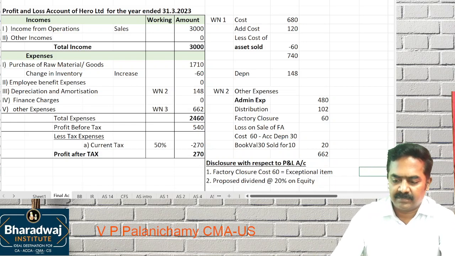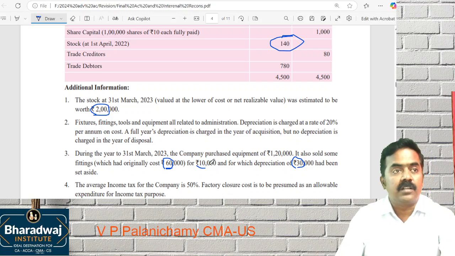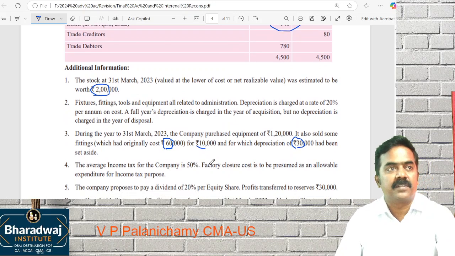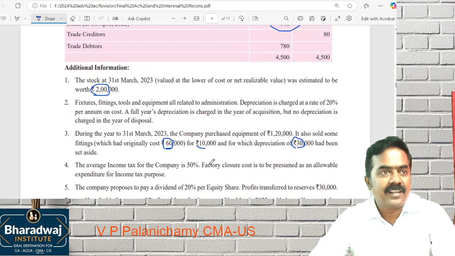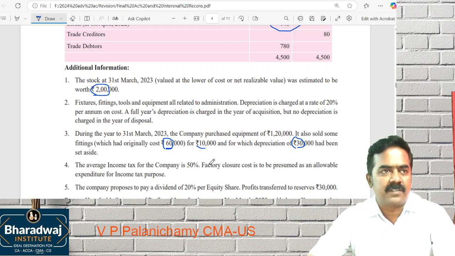Third point. No, it is not income. Sale of asset, is it income? No, sale of asset is a capital receipt. Sale of asset is a capital receipt. Only the profit or loss will be recorded as income or expense.